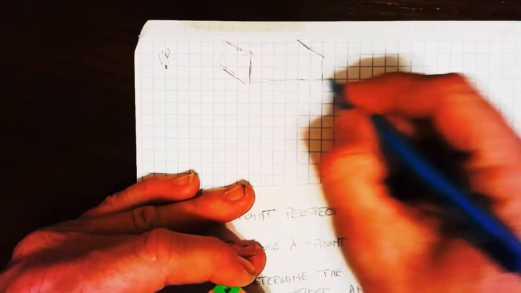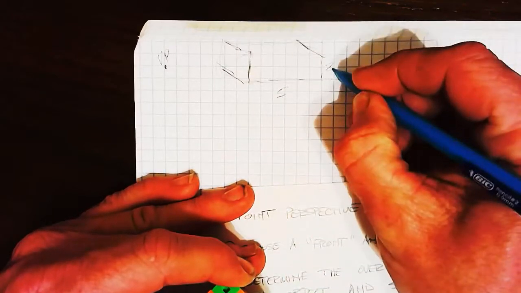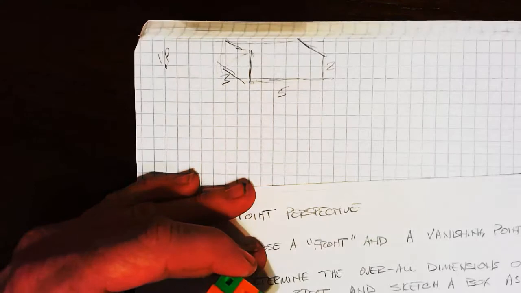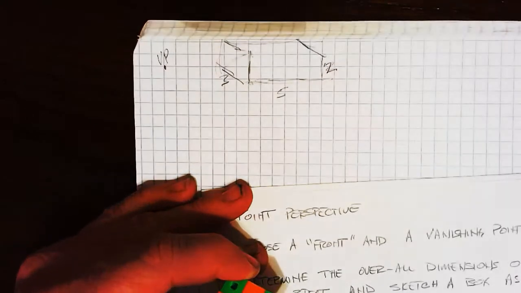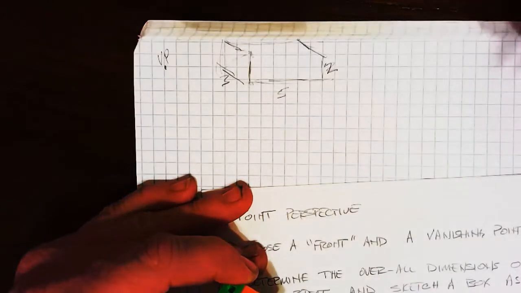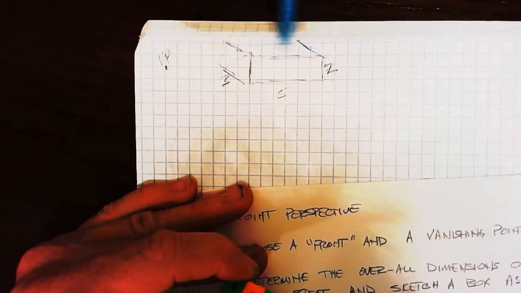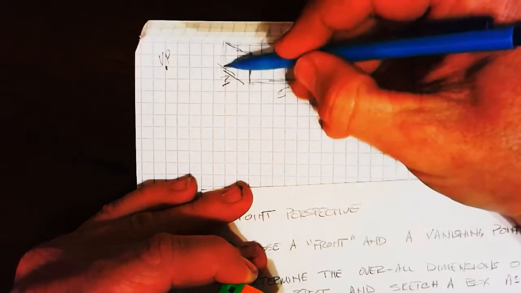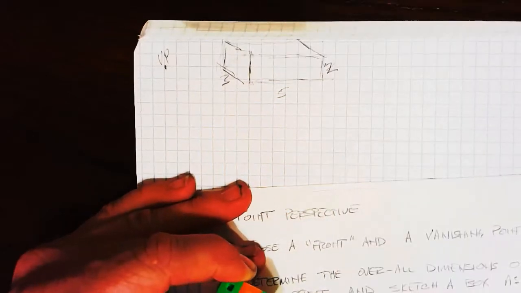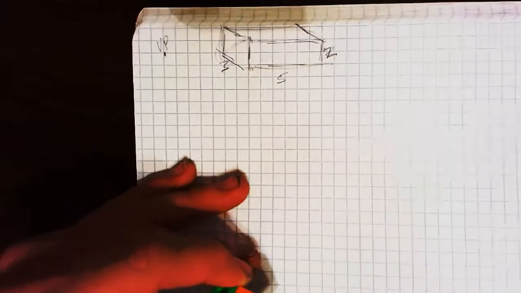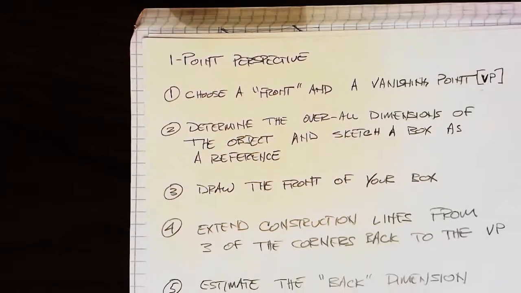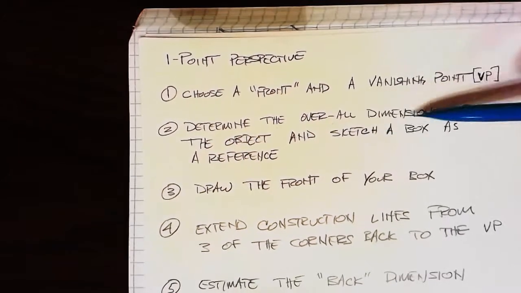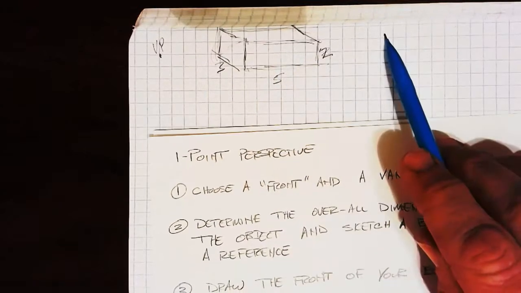Just a quick sketch of a box, because you're getting good at sketching, of course, that reminds you that this is 5, 2 tall, and 3 back. Hopefully that shows up okay. That little picture of a box is going to help me remember what I'm doing down in here. So that second step was to determine the overall dimensions of the object and sketch a box as a reference. The little box up here is going to help me as a reference.